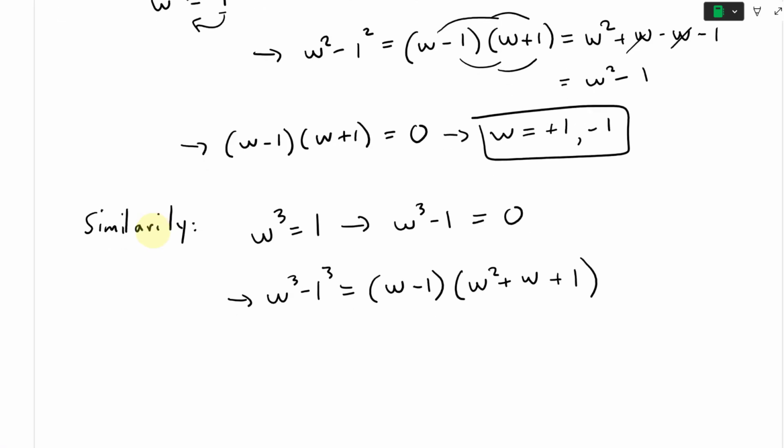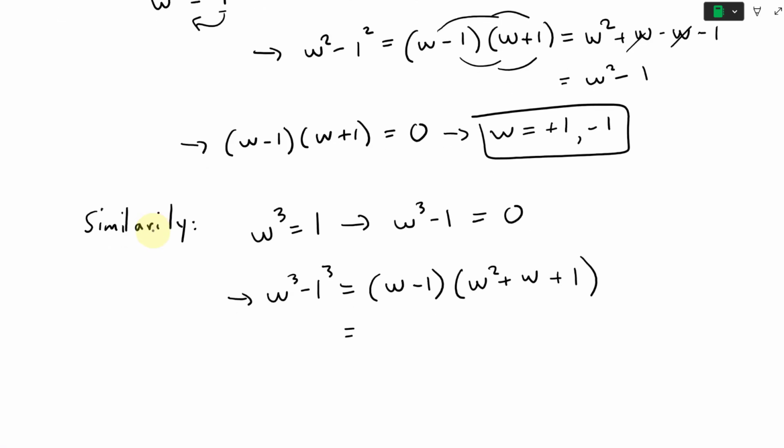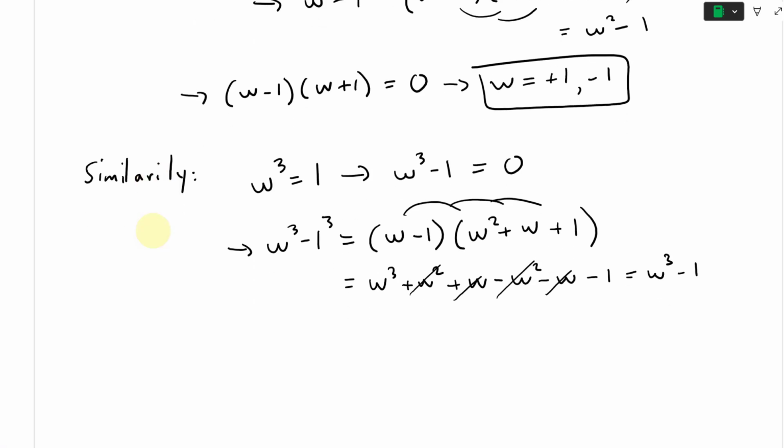So if you multiply all this out, multiply this times that, we're going to get w cubed plus w squared plus w. Now we're going to have a minus, and do the same thing: minus w squared minus w, then minus 1 times 1 is negative 1. So this cancels with this, cancels with this, and we're left with w cubed minus 1. All right, so that is what we have.